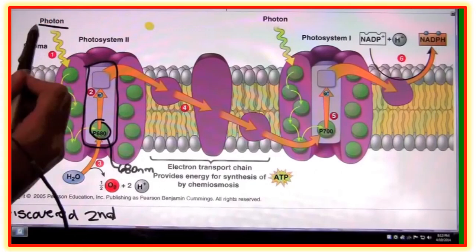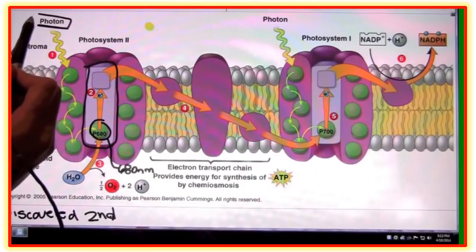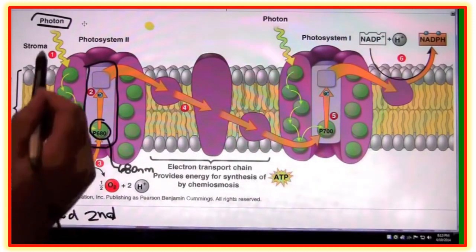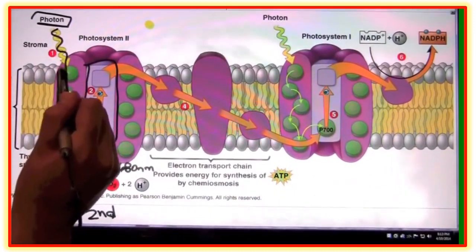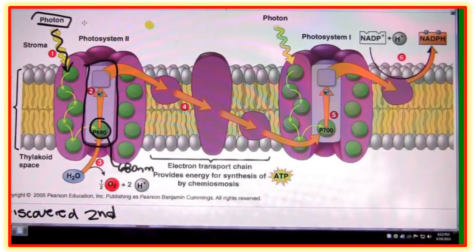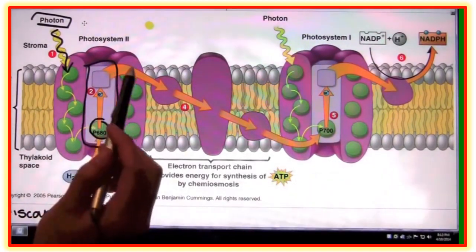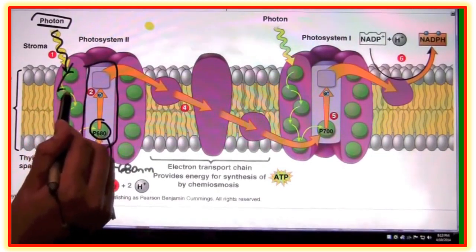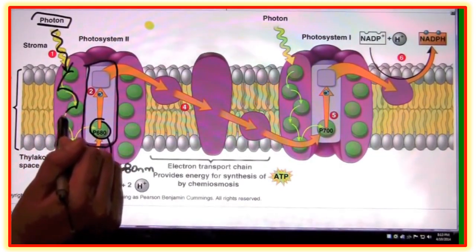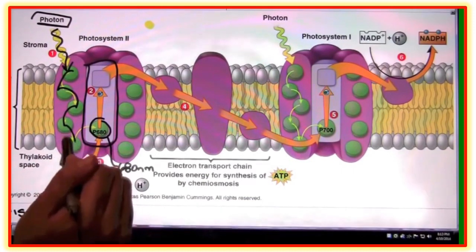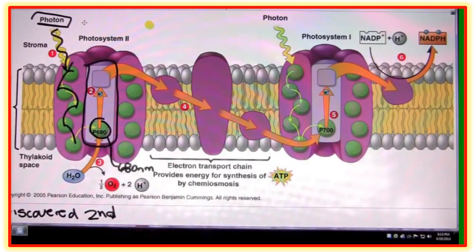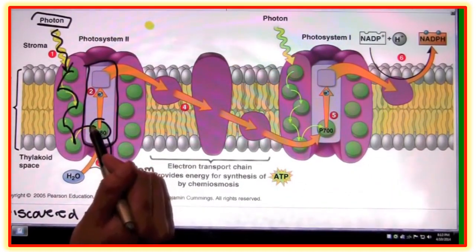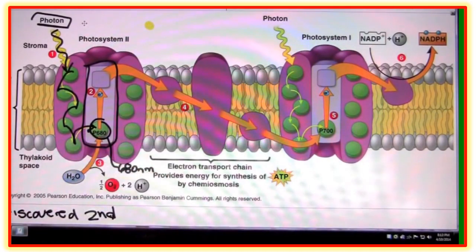What will happen is a photon right here will come down from light or any other energy source and hit photosystem 2. It's absorbed by the light harvesting complexes, and the light harvesting complexes bounce it from light harvesting complex to light harvesting complex until eventually it hits P680. So we have the photon hitting P680.